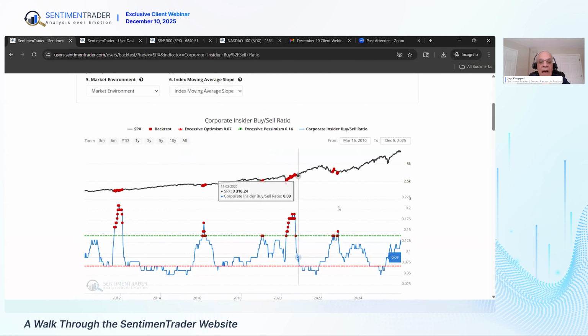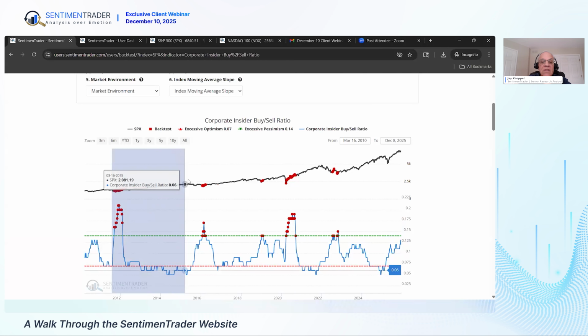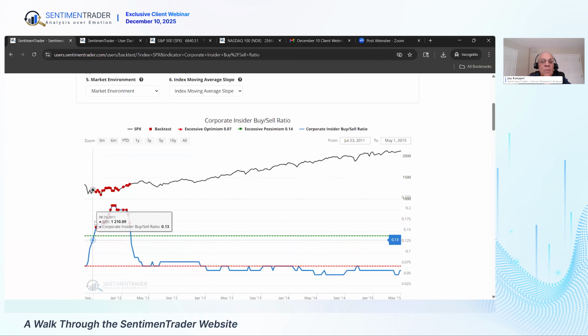You see all the red dots. What that means is this is when insiders, and this indicator, corporate insider buy-sell ratio specifically, incorporates all 500 of the S&P 500 stocks. Any buying or selling from insiders in those 500 companies. And what you see is sometimes they're early, but generally speaking, when you see this type of accumulation, so down here, you start seeing all this buying.